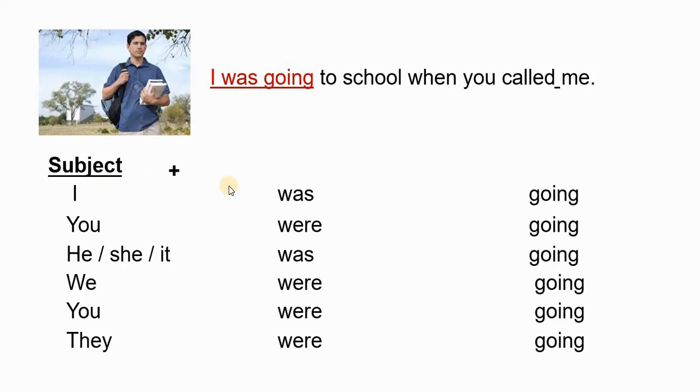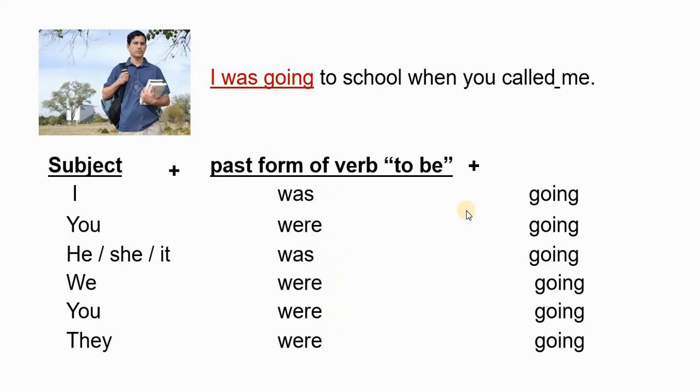Then there is the past form of the verb to be. So this is the past form of the verb to be, was and were, and then at the end we have the ing form of the verb. So this is called the ing form.